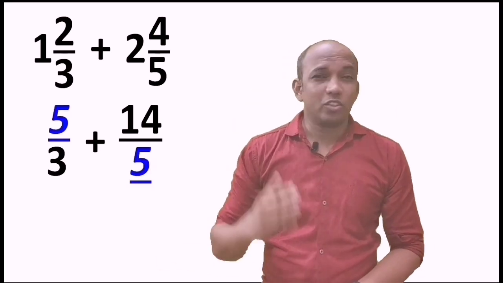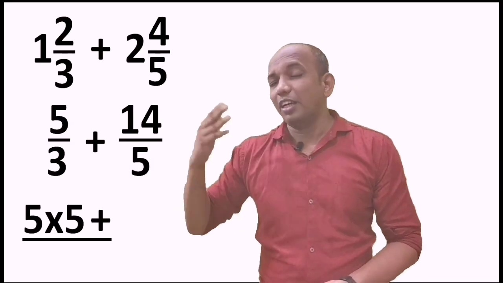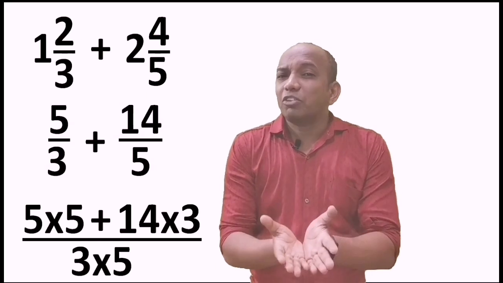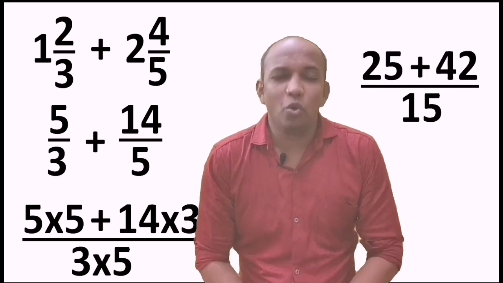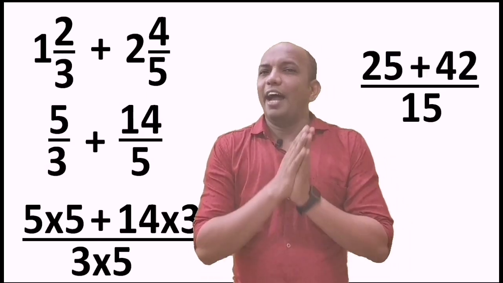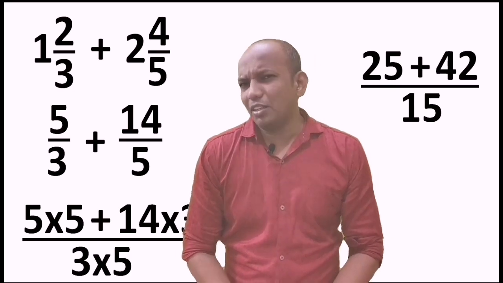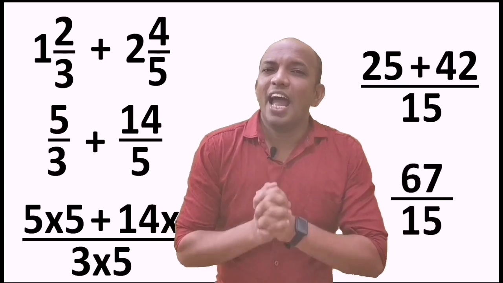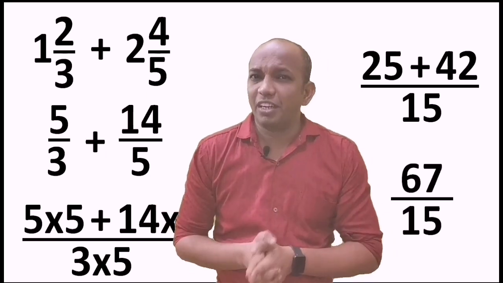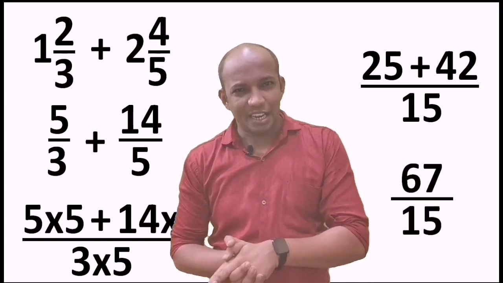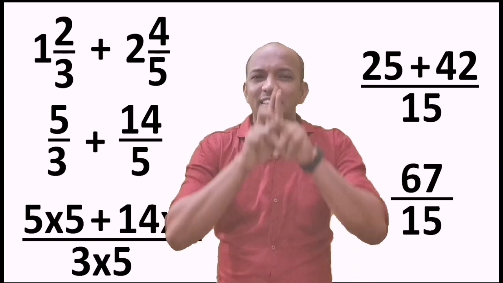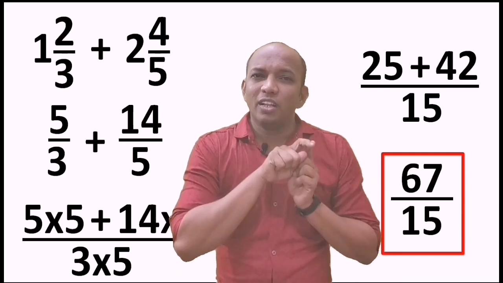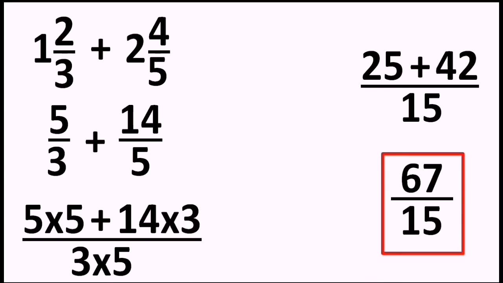5 into 5 plus 14 into 3, the whole upon 5 into 3, and that gives me the answer 25 plus 42 upon 15, right? And the moment you add the numerators, you get the answer 67 upon 15, the way you are looking at the screen. And now these 67 and 15 are not divisible by any other number, right? And that is why my answer is 67 upon 15, the final one. Isn't it easier? And now let's see the other one.